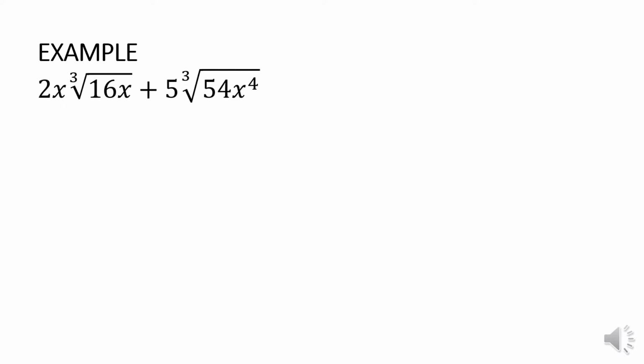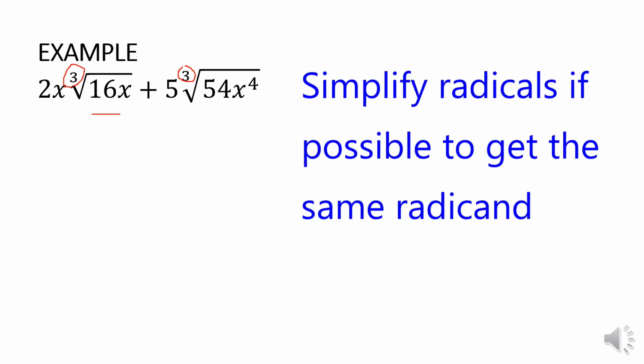Okay, so for example, we're going to add 2x cube root of 16x plus 5 cube root of 54x to the 4th. So these radical expressions, based on the index of the root, are similar radicals, but they don't have the same radicand. So what we're going to do is simplify these radicals.